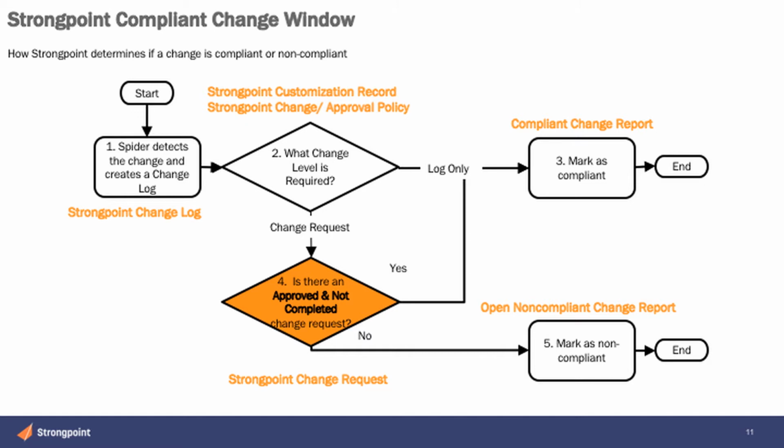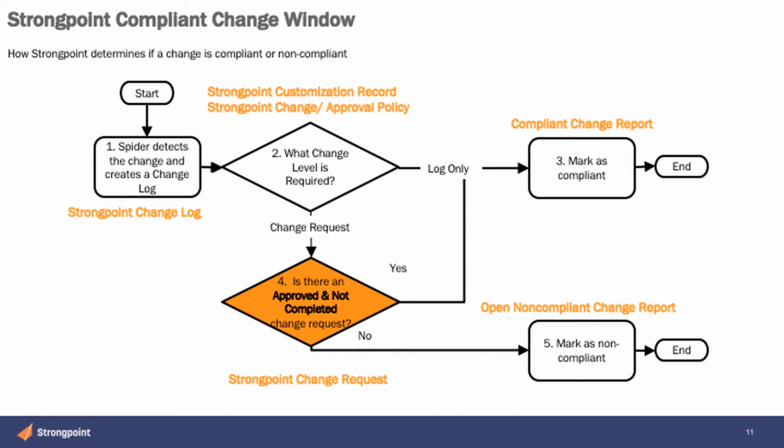If it is log only, it will be marked as compliant, and that's the end of your process. If that change level requires a change request, the system will look and see, is there an approved and not completed change request? If yes, again, that change will be marked as compliant, and that will be the end of the process. However, if there is no approved and not completed change request, that change will be flagged as non-compliant and moved to your open non-compliant change report.